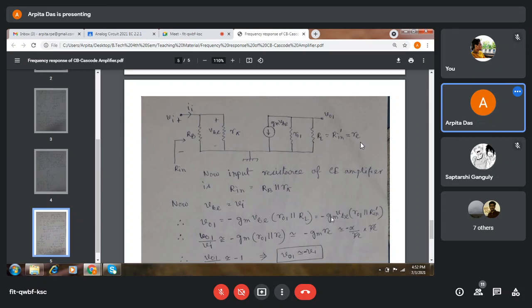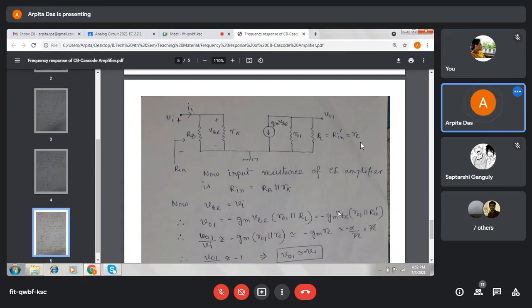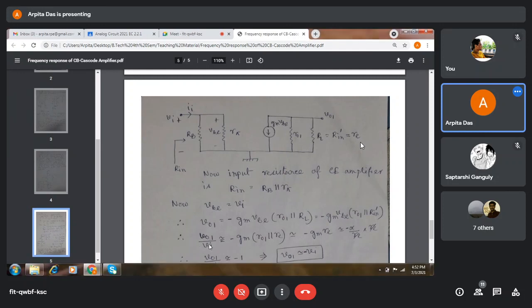And actually, this load is equal to the input resistance of the next stage. Okay, so again, what is VBE? VBE is Vi. So we can write VB as VI, and we can take this ratio VO1 by VB or VO1 by VI equals to the product of these two, minus GM into RO1 in parallel combination with RE, where RE is the input resistance of the second stage amplifier.